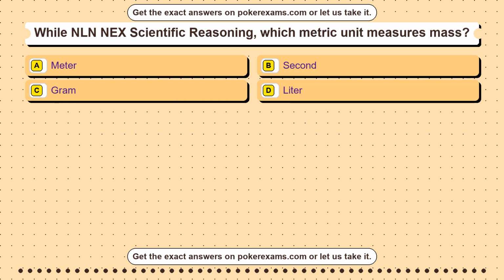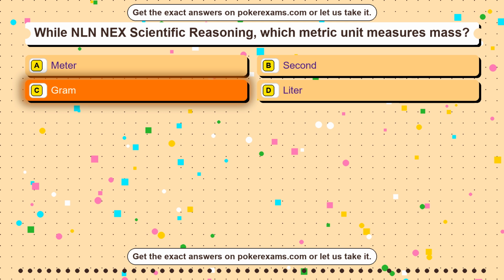Question 47. While GED Science Practice Test, which GED subject focuses most on interpreting experiments and data? Option A RLA. Option B Geometry. Option C Science. Option D Social Studies. The correct answer is option C.